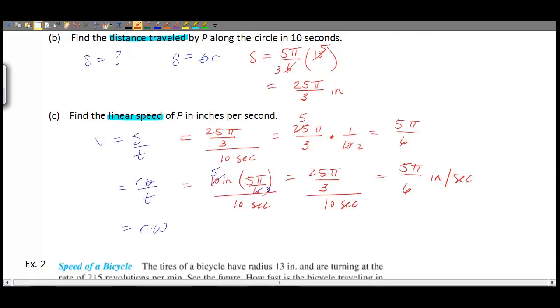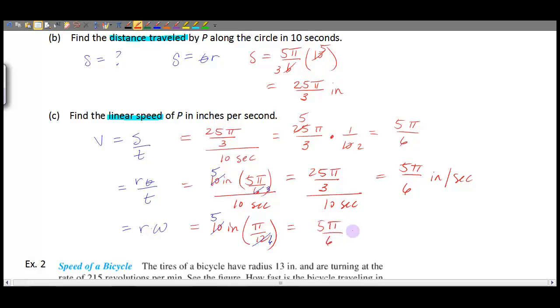Now let's look at this one down here, just to make sure. The radius we knew was 10 inches. The angular speed was given to us as pi over 12. When I multiply these two together, I'm going to reduce before I do it, because I know there's a 2 that goes into both of those. That's a 5, that's a 6. And sure enough, I get the exact same answer.